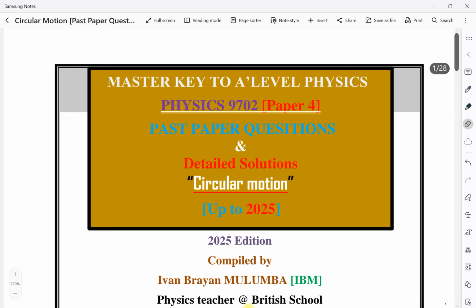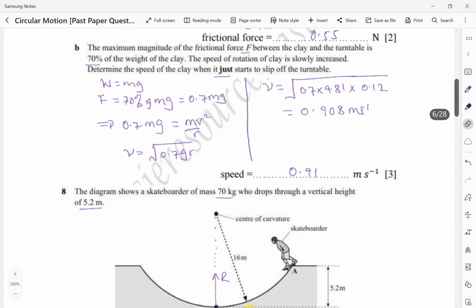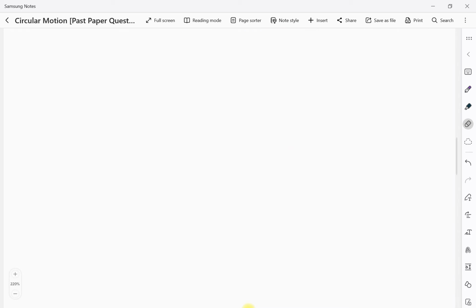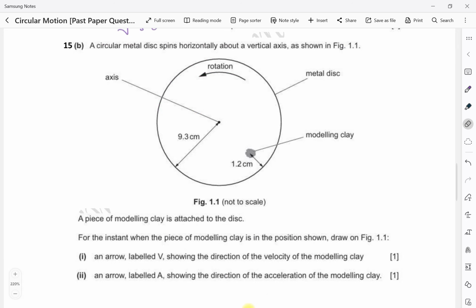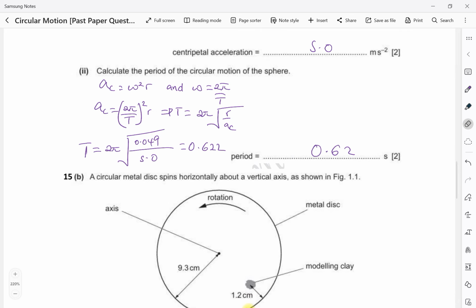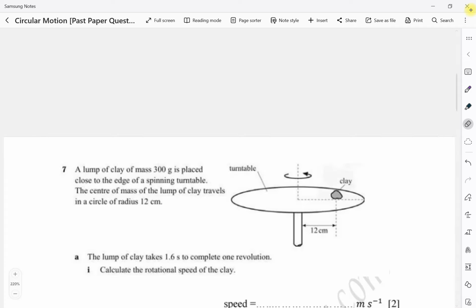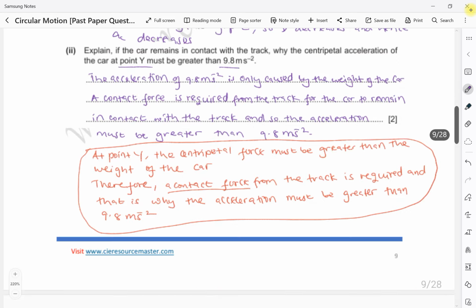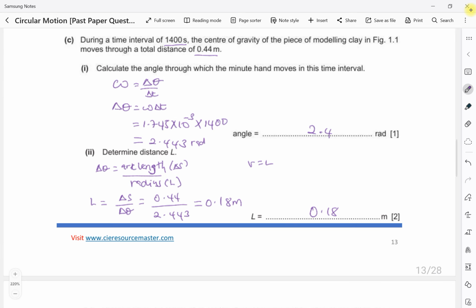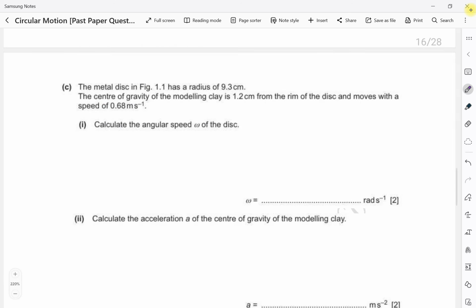Without wasting time, I'll take you to the questions. I think in part 3 we stopped on page 15, so I'll go direct to page 15. This is going to be part 4, and in part 4 we are going to start from page 15. Actually, page 16.